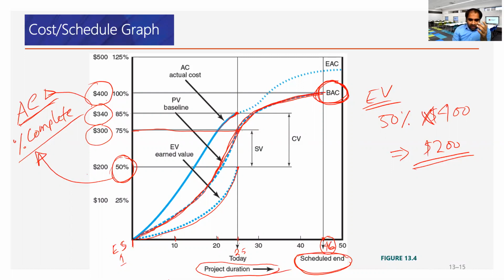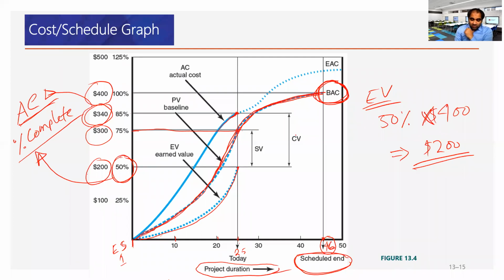As you can see, this is significantly less than the actual cost, because we spent 340 but earned a value of only 200. So that means we need to refine the budget. This is an unfavorable situation, a bad situation to be in. What can you do now? Then what are the variances?